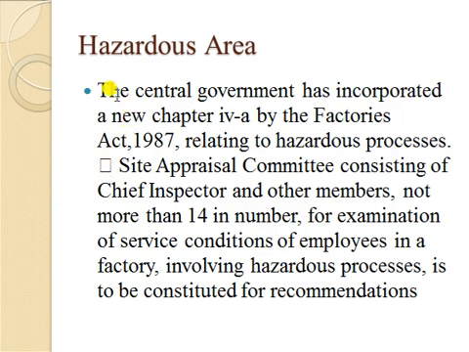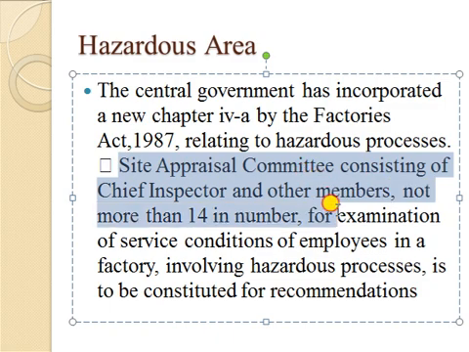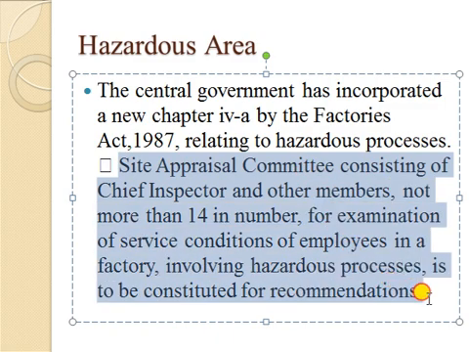The central government has incorporated a new Chapter 4A by the Factory Act 1987 relating to hazardous processes. So a hazardous area provision is there, and though this is not a part of safety, site appraisal is also there. A committee consisting of a chief inspector and other members, not more than 14 in number, for examination of service conditions of employees in a factory involving hazardous processes, is to be constituted for recommendation.